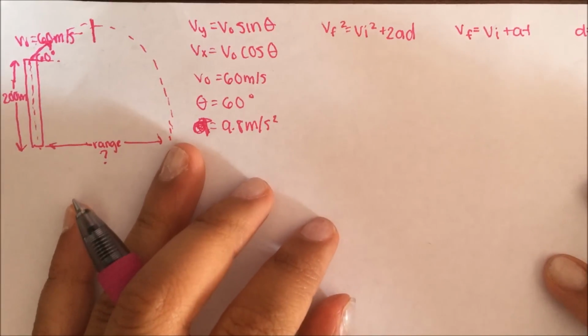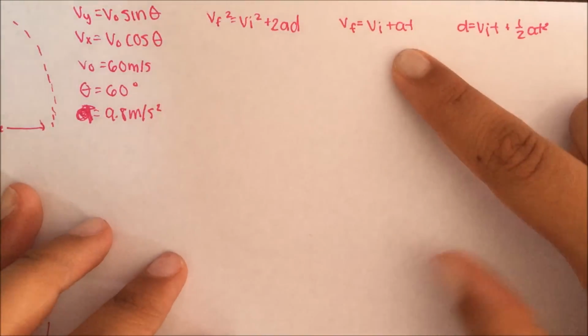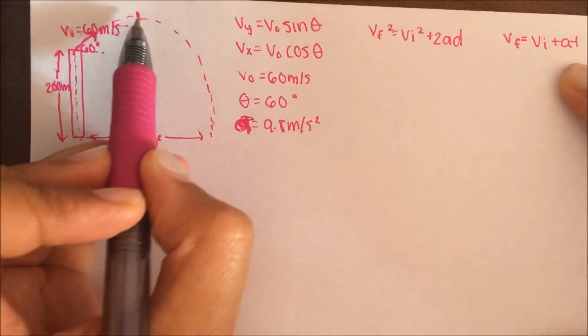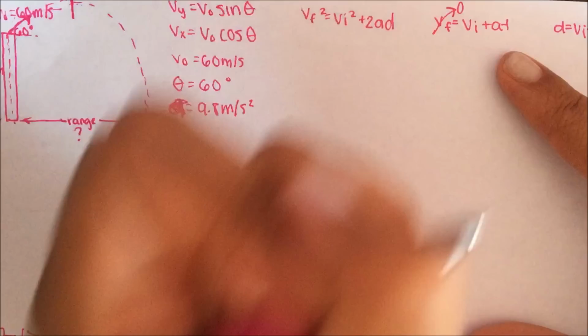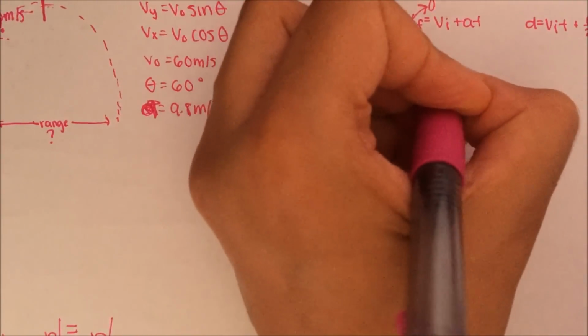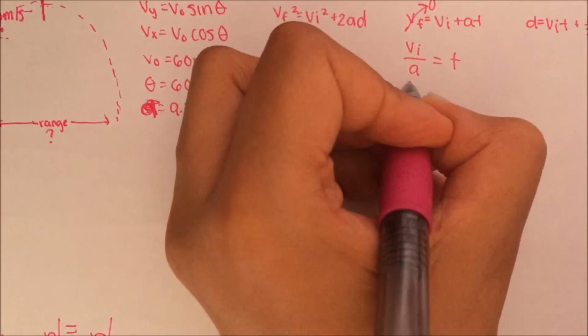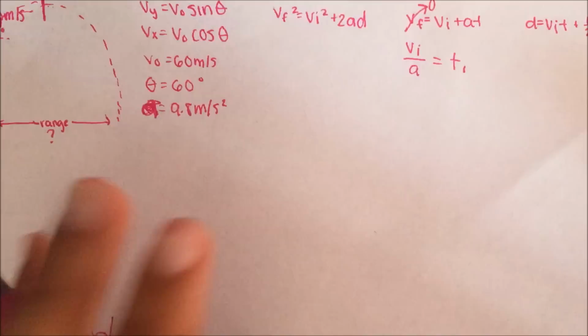To figure out the time it takes to ascend, we're going to use this equation here. We know that the vertical velocity at the top is equal to 0. This final velocity can be 0 in that case. So the initial velocity divided by the acceleration gives the time. That's going to be time 1, from here to here.